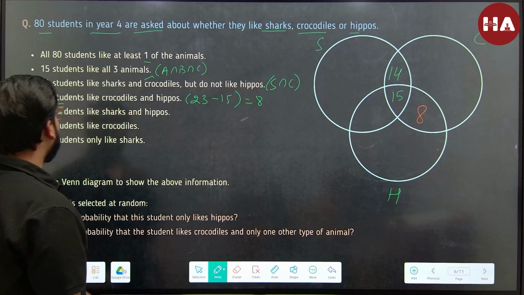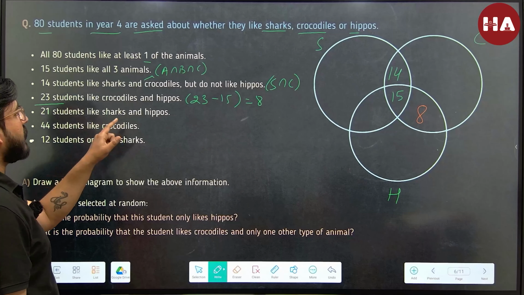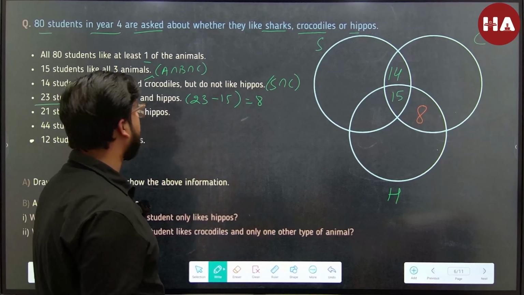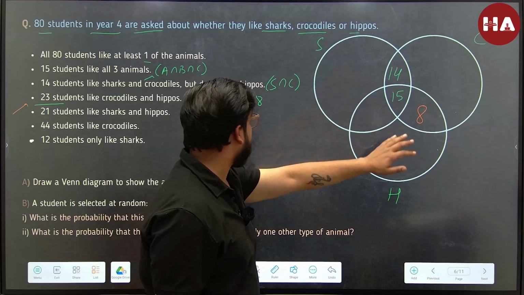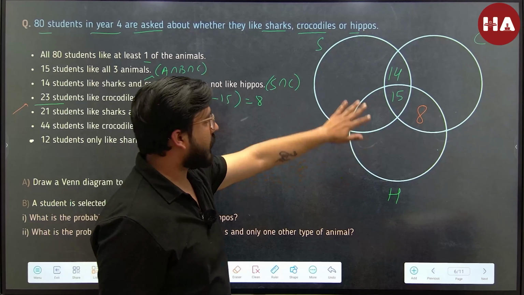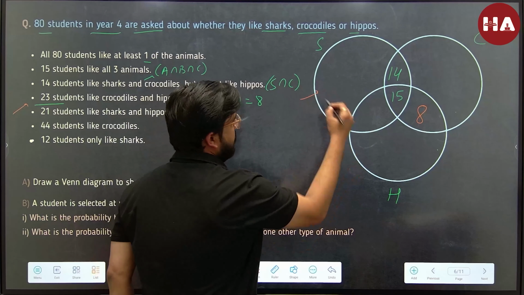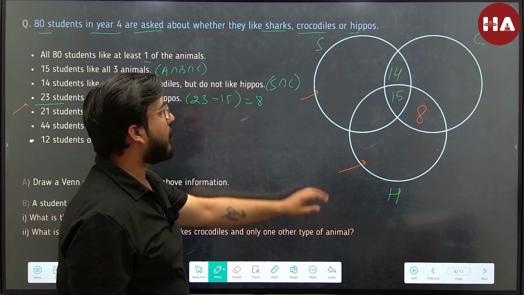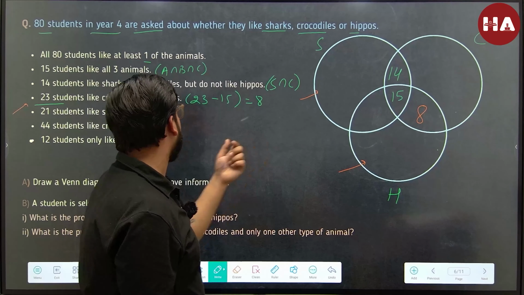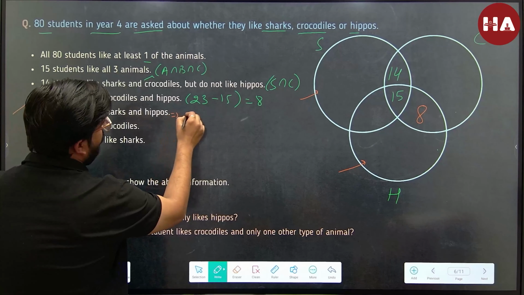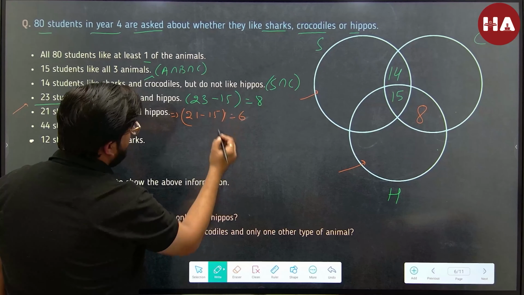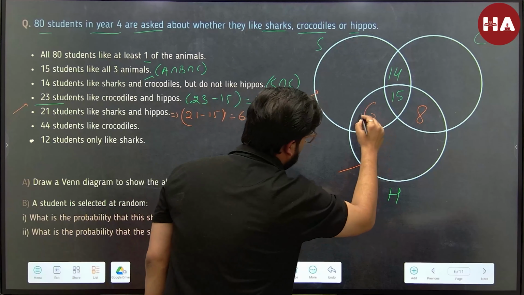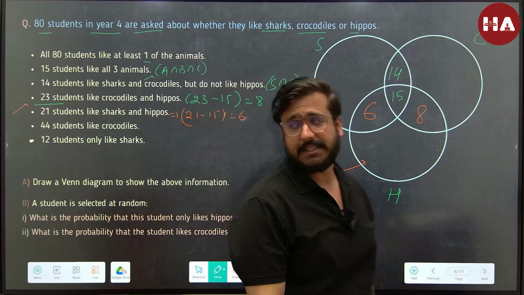Now 21 students like sharks and hippos. This is similar to the previous statement. We are talking about this set and this set, sharks and hippos. 15 is already there, so this will be 21 minus 15, and my answer comes to 6. So this part will have the number 6.